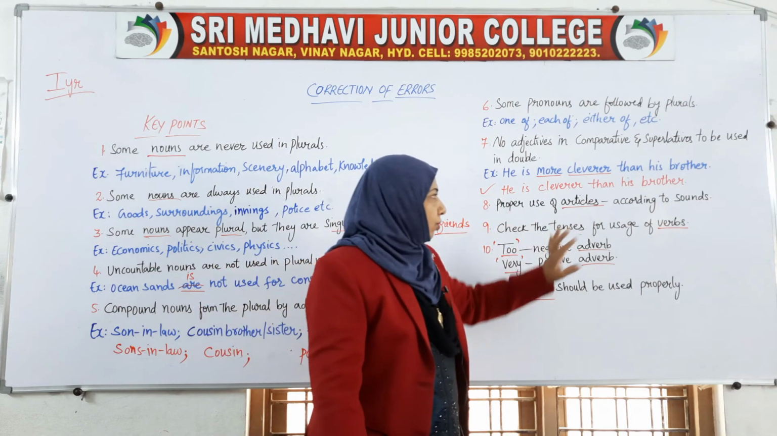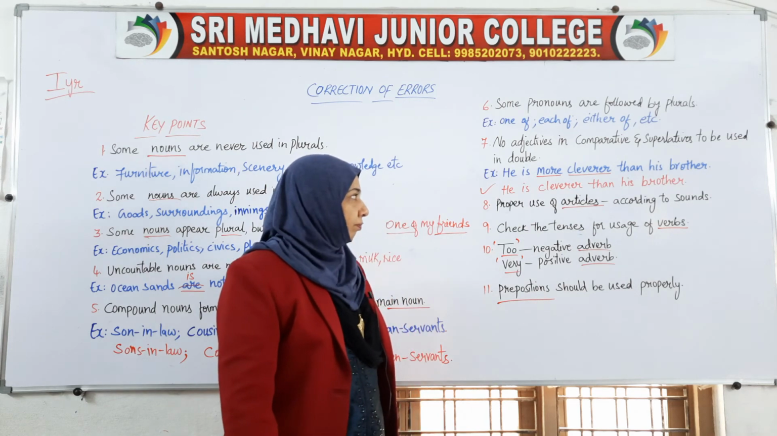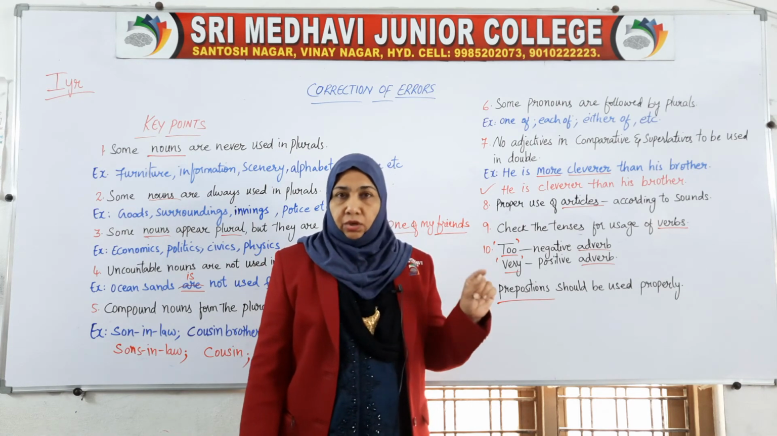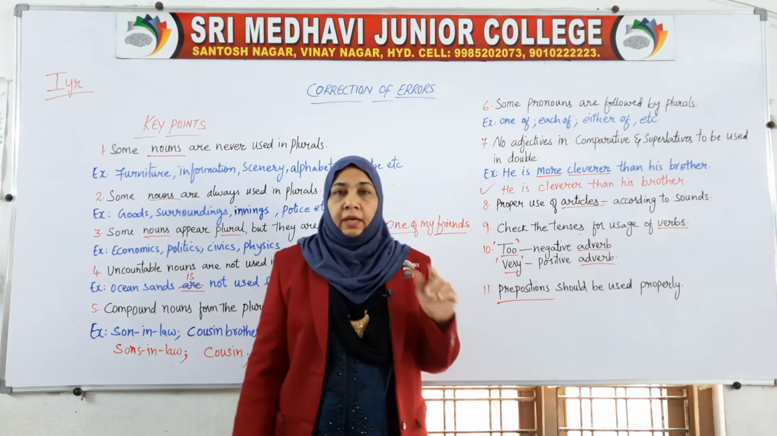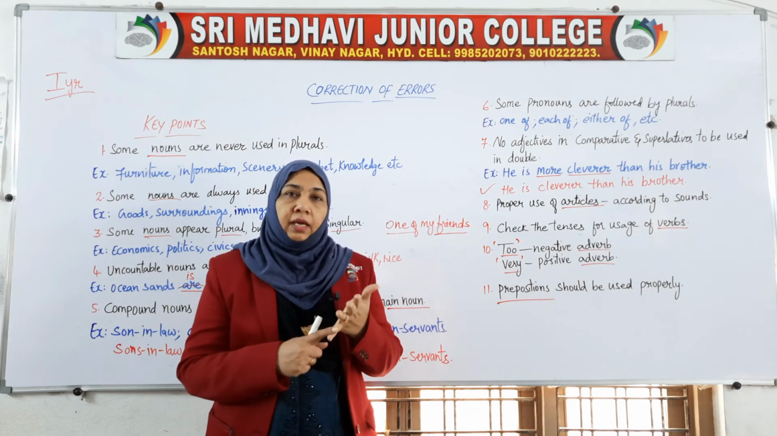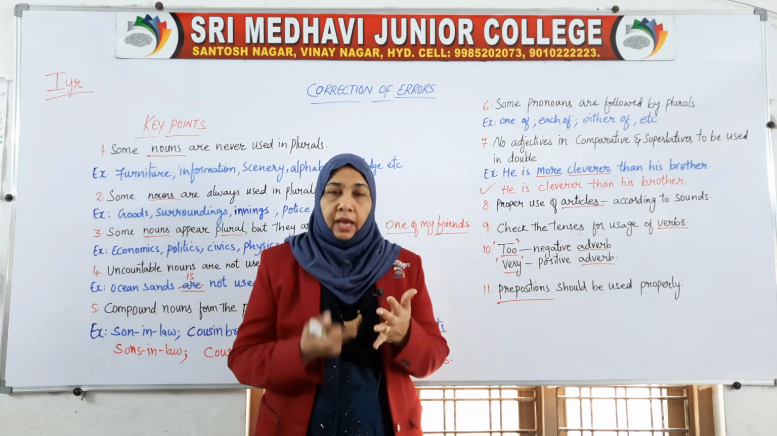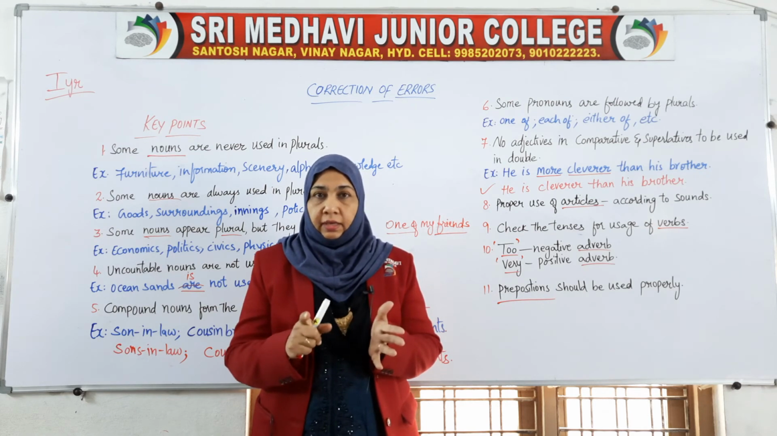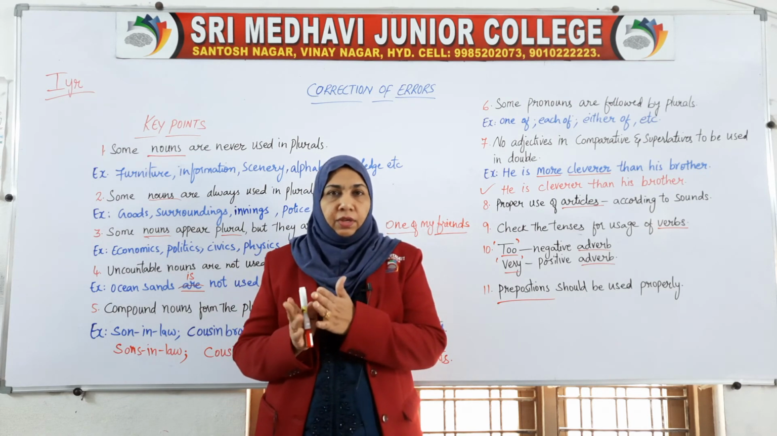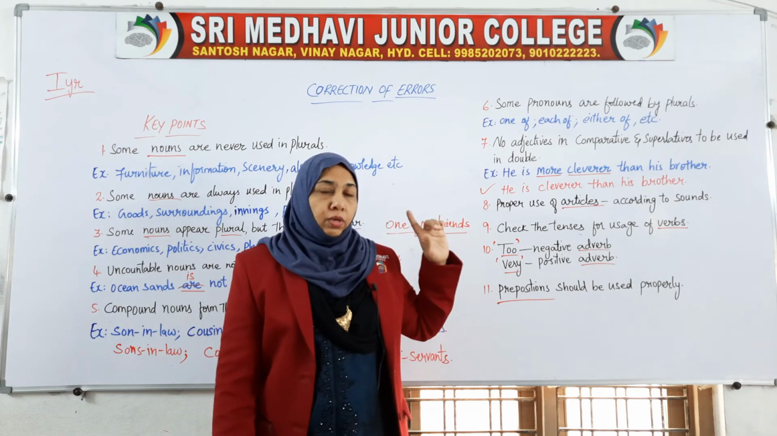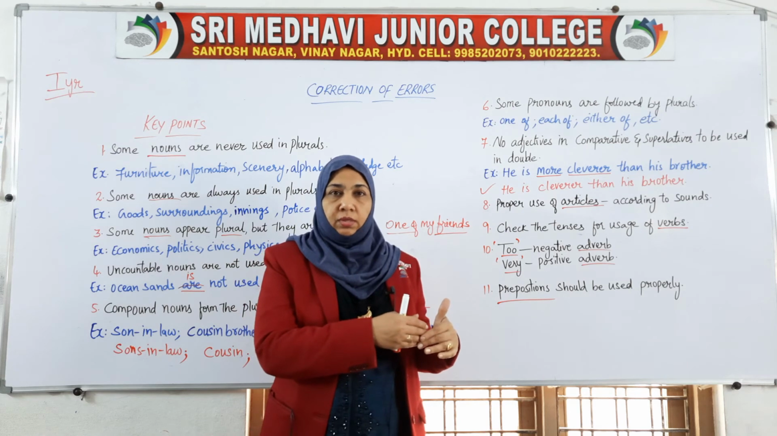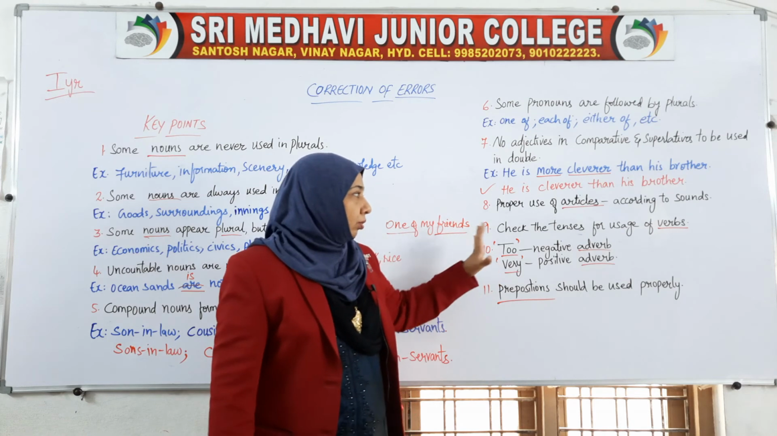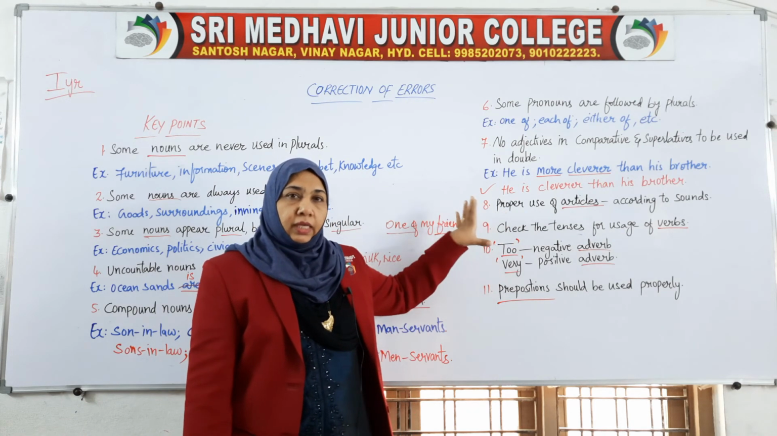Now next is proper use of articles according to sounds. If there is a need for correction of articles in the sentences, you should remember that we use "a" before a consonant sound and "an" before a vowel sound, not the letter. I think during the explanation of articles I gave you a detailed description of this. So remember this, and when "the" should be used. I dedicated one class to the usage of the definite article. You should remember all the rules while using these.